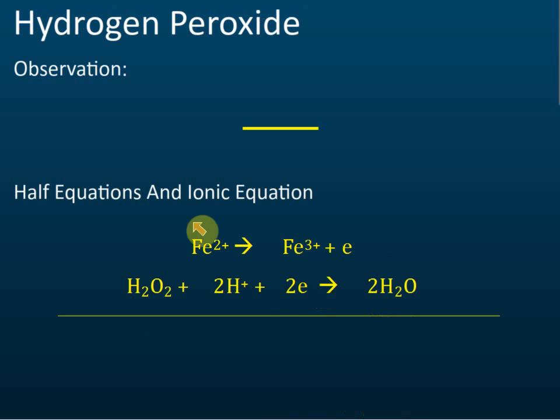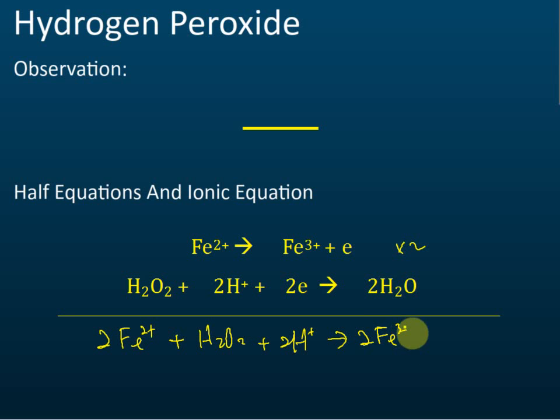So this is a half equation for iron 2 to iron 3 by using hydrogen peroxide as the oxidizing agent. For the ionic equation, this one will be times 2. So this is the ionic equation for hydrogen peroxide, check your answer.